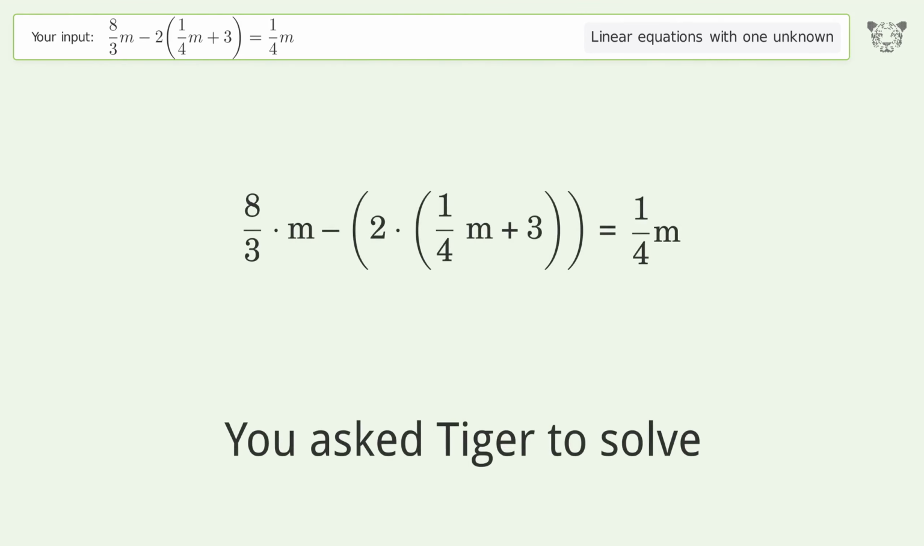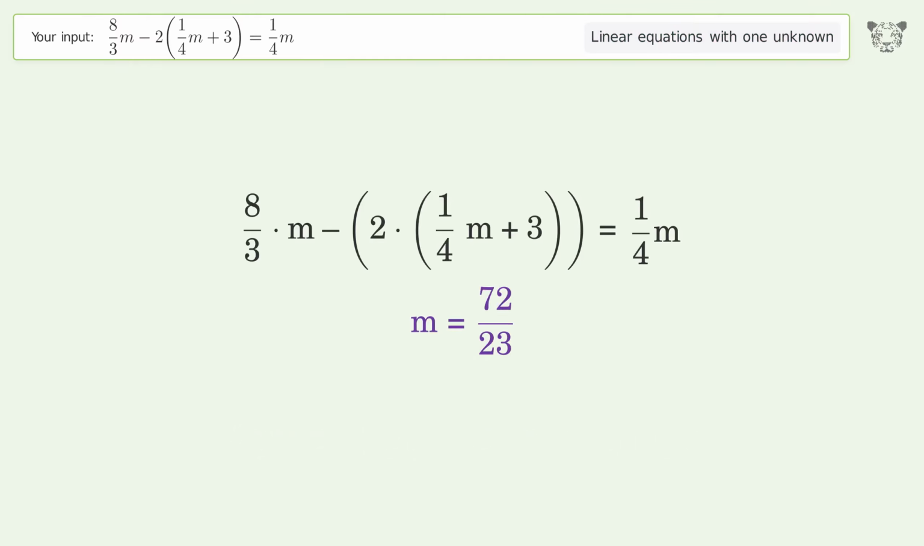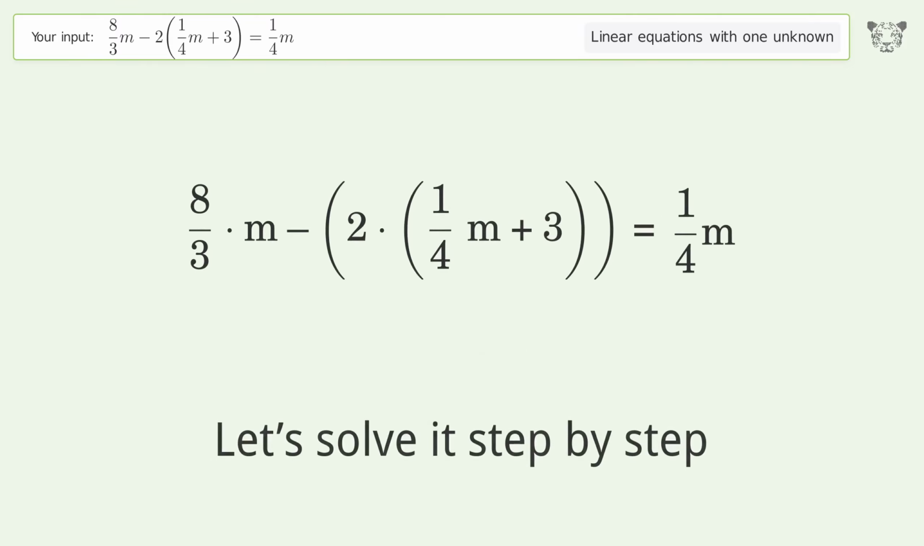You ask Tiger to solve. This deals with linear equations with one unknown. The final result is m equals 72/23. Let's solve it step by step.